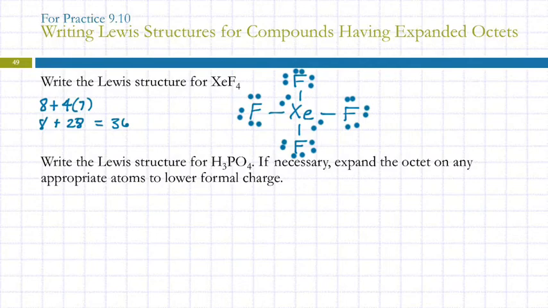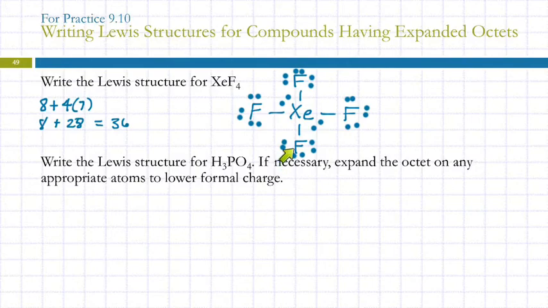Why was that again? That you put them on the xenon? Because xenon is in period 5. Expanded octets are possible for period 3 and larger. So xenon can do an expanded octet. Fluorine cannot. So what if it was chlorine? If it was chlorine, you could possibly have an expanded octet. But if you drew that out, you'd find out that you would end up with non-zero formal charges.